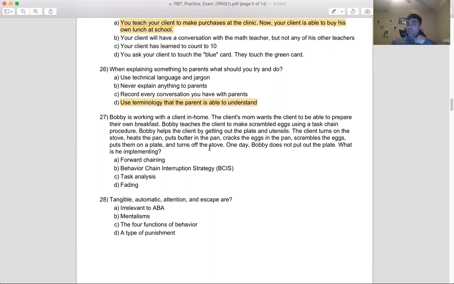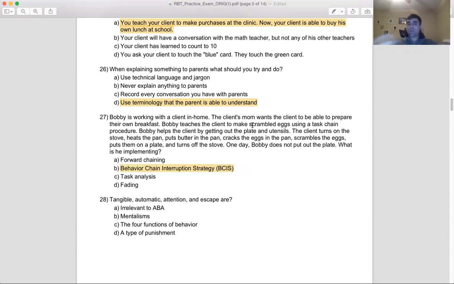Behavior chain interruption strategy. So what typically happens? Bobby gets out the plate and utensils and the client starts. If Bobby doesn't get out the plate and utensils, what has Bobby done? Well, he's interrupted that chain, right? We taught him this chain that once I get out the plate and utensils, then you start. If I don't get out the plate and utensils, that chain has been broken, okay? Bobby has interrupted the behavior chain, okay? So anytime you make an alteration to a chain during the chain, you've interrupted it, okay? And that's the behavior chain interruption strategy.